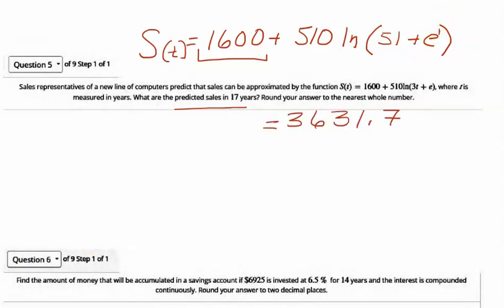And I'm doing these on my calculator as well. So we get 3,631.7. They want us to round to the nearest whole number. So we'll drop this and make this a 2. This is your predicted number of computer sales in 17 years.